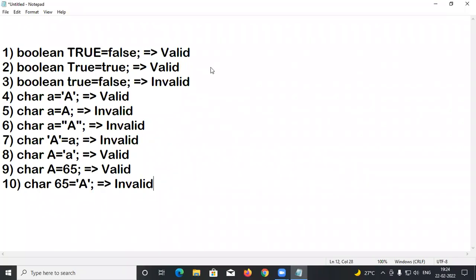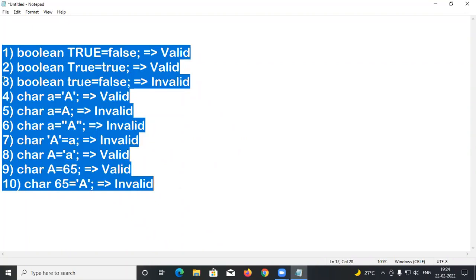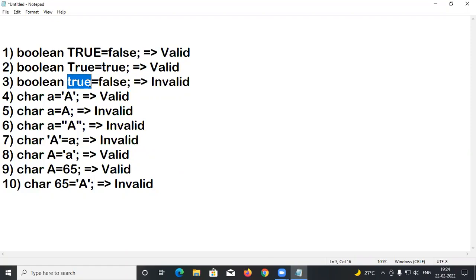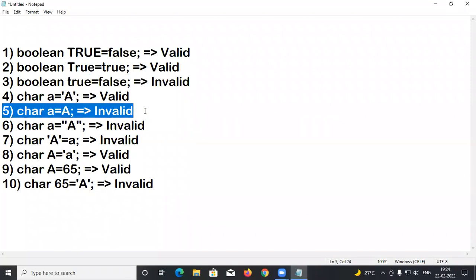Now this 10 only, once again, I'll repeat, just give me the answer. I'll ask questions on these 10 only, whatever answers I have given. Why is the third one not valid? This true is a reserved word. We cannot use it as an identifier. That's why not valid. Why is the fifth one not valid? Here a character literal must be in single quotes. Not there. That's why not valid.